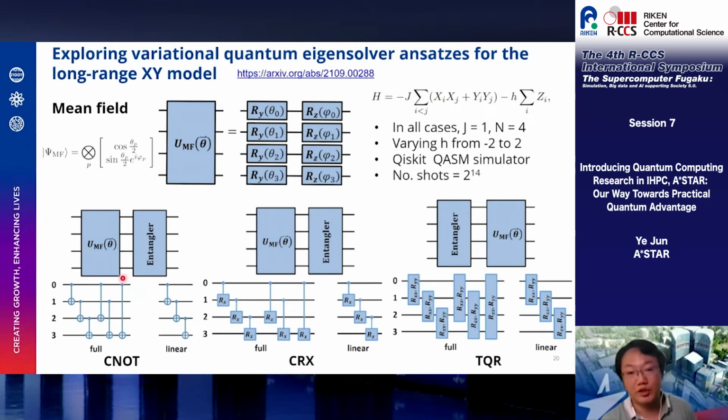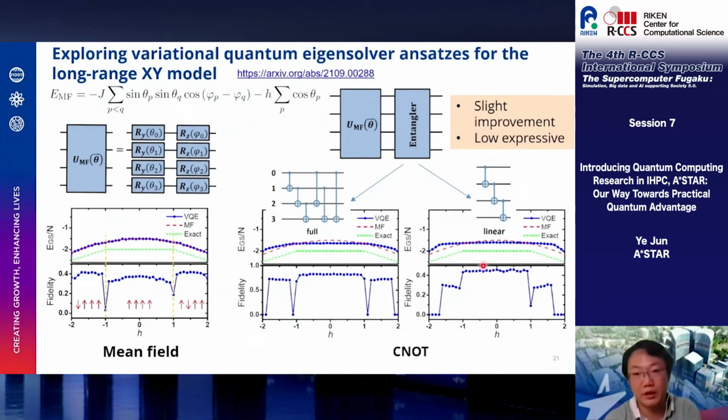Then we try to understand the behavior of the ansatz in finding ground state energy solutions for this long range XY model. In all these cases, we have fixed the J coupling to 1 and the number of sites to 4. But of course, we can increase the number of sites in a systematic manner, and it can potentially serve as one of the possible benchmarking problems. And we vary h from minus 2 to 2, and at the current stage we haven't done the implementation of the algorithms on actual quantum hardware, so we are mainly leveraging the simulator results.